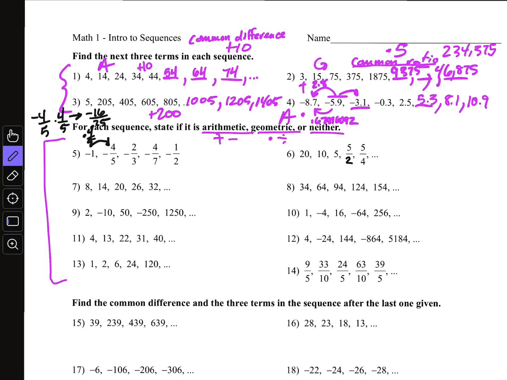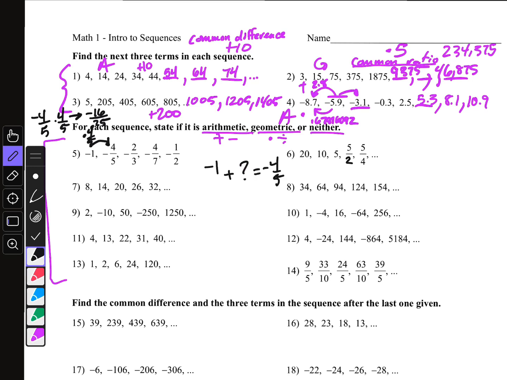What about arithmetic? How would I get -1? What would I add to it or subtract from it to get -4/5, right? So what number, and I wrote that wrong, it should look more like this, right? What number would equal -4/5, okay? Well, I can take that -4/5 and I can type it into my calculator, and I can subtract a -1. And we can see what that gets us, right?